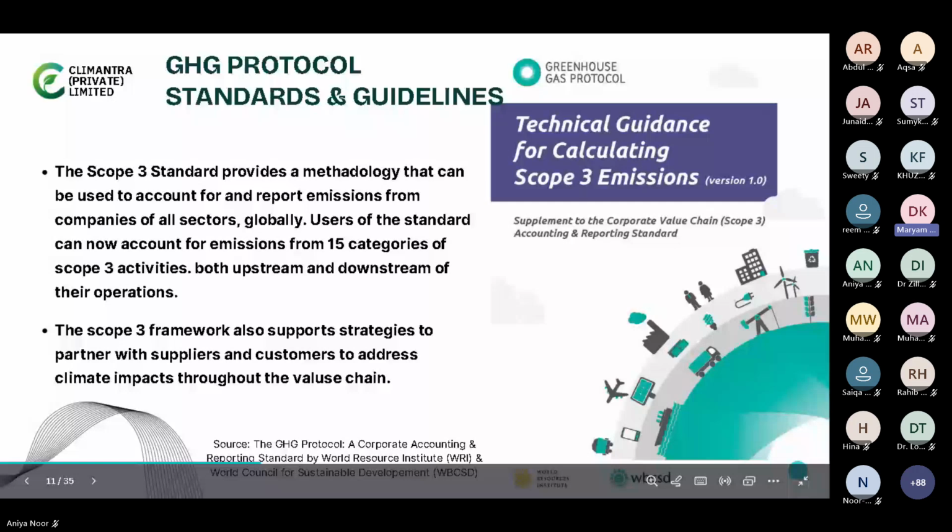Okay. Now there is scope 3 emissions technical guidance separately also. As you all know, scope 3 is basically the most difficult part of this protocol, because there are upstreams and downstreams, and the most critical factor to calculate in scope 3 emissions is the data, right? There is limitation of data, due to which it's quite difficult to calculate. But there is a separate standard developed for scope 3, which provides the methodology that we can use to account and report the emissions from all companies of all sectors. And there are 15 categories of scope 3 activities, 8 in upstream and 7 in downstream.